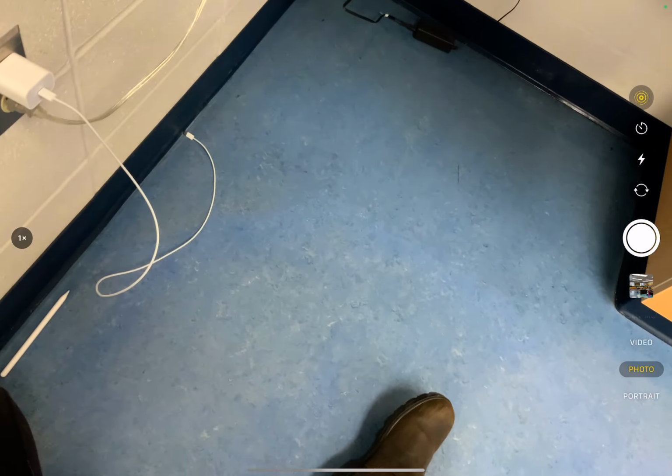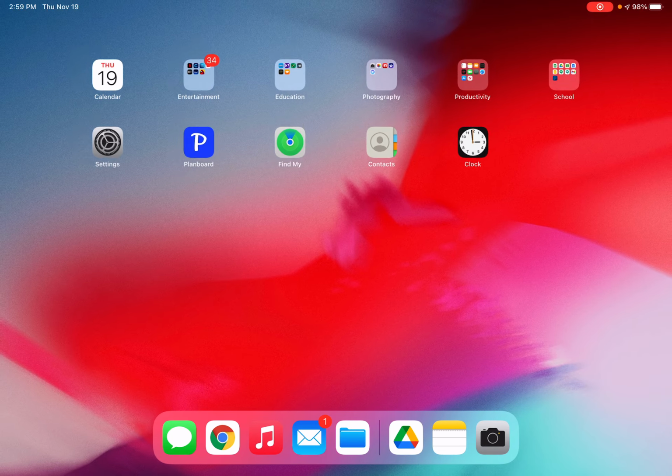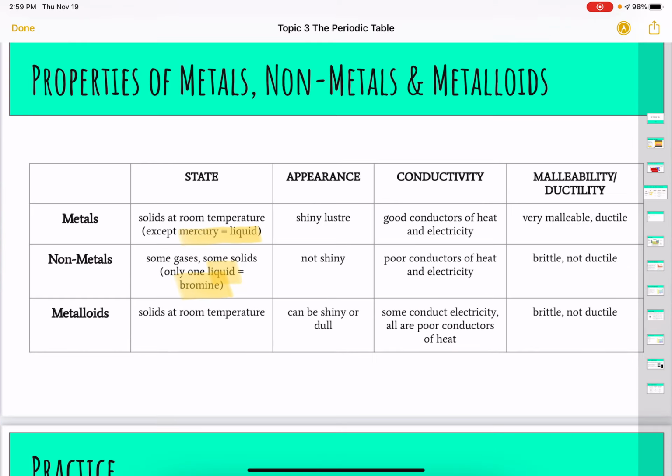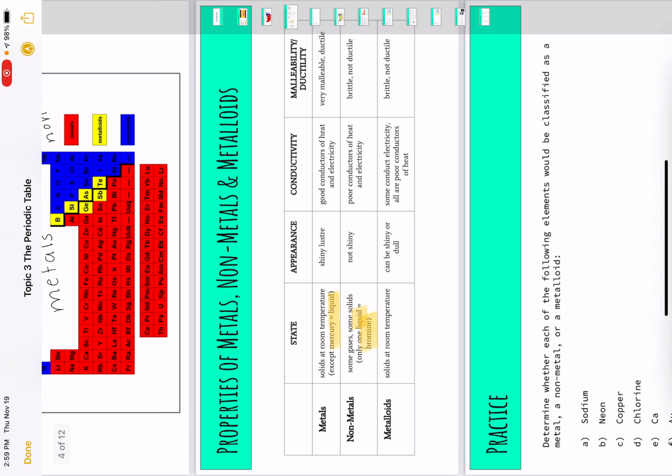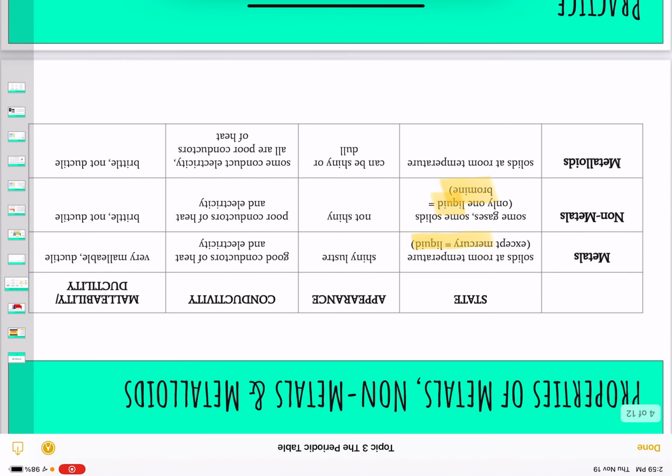That is also something that you might see on some periodic tables, maybe not yours, just because it's all black, but it's something to take note of. So bromine and mercury, those are exceptions to our rules.